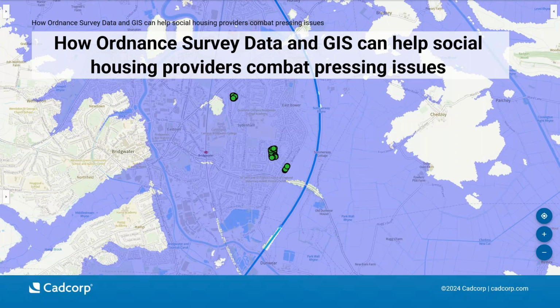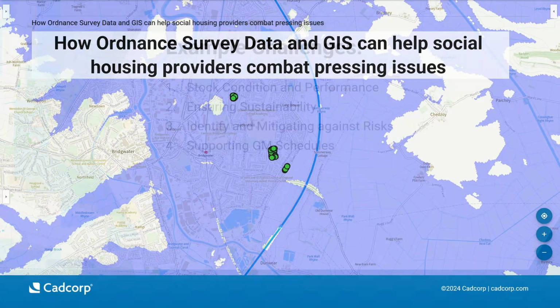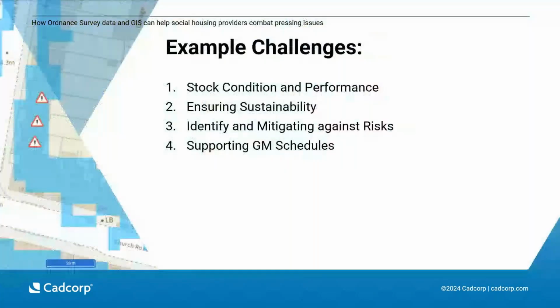Okay, we're going to go through a number of examples. These are through conversations that we've had with social housing providers. We've come across a number of example challenges that social housing providers are facing that Ordnance Survey and GIS can help with. Looking at the bullet points, these are evidencing and reporting on the condition of the stock, how organisations are trying to make themselves more sustainable, identifying and ranking the most urgent issues and planning targeted interventions, such as possible flood risks, damp and mold, and social behaviour, and supporting grounds maintenance schedules to ensure accuracy and cost effectiveness.